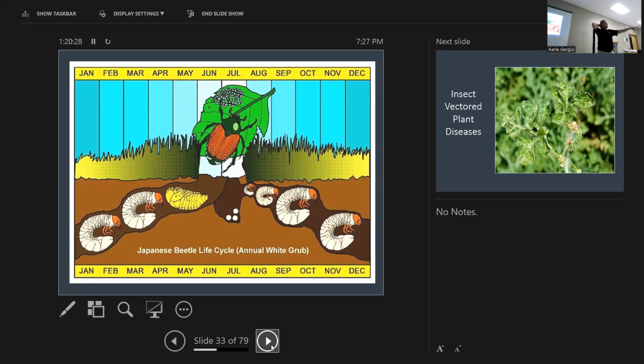Japanese beetle, what are some of the controls? I mean, I know for years they've used Sevin, things like that. What are they using for control of Japanese beetle these days?